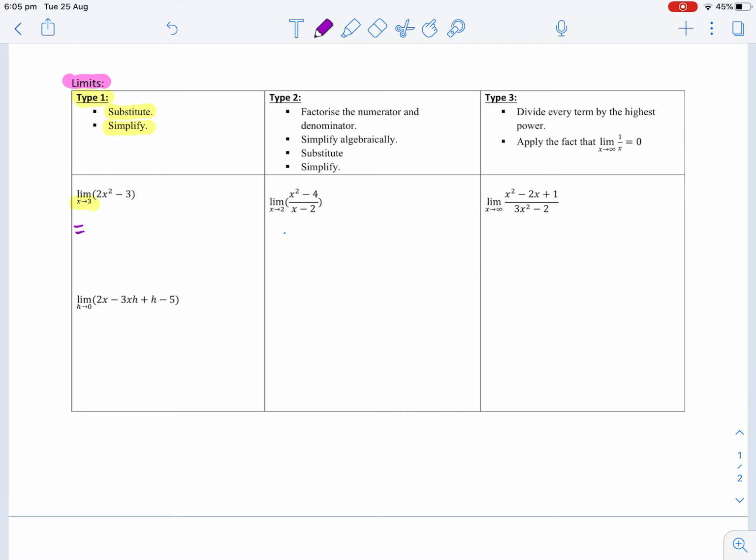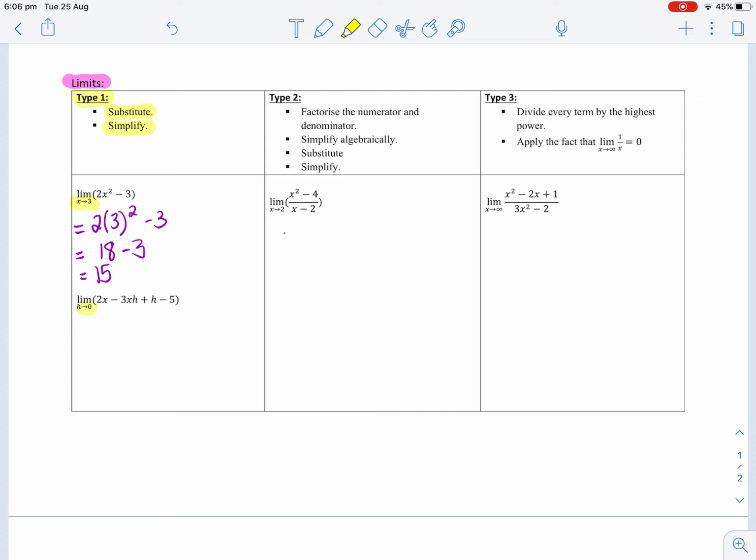The moment I substitute, the limit symbol disappears. And wherever there's an x, I substitute the value of 3. And I simplify. 3 squared is 9, times 2 is 18, minus 3 is 15. Done.